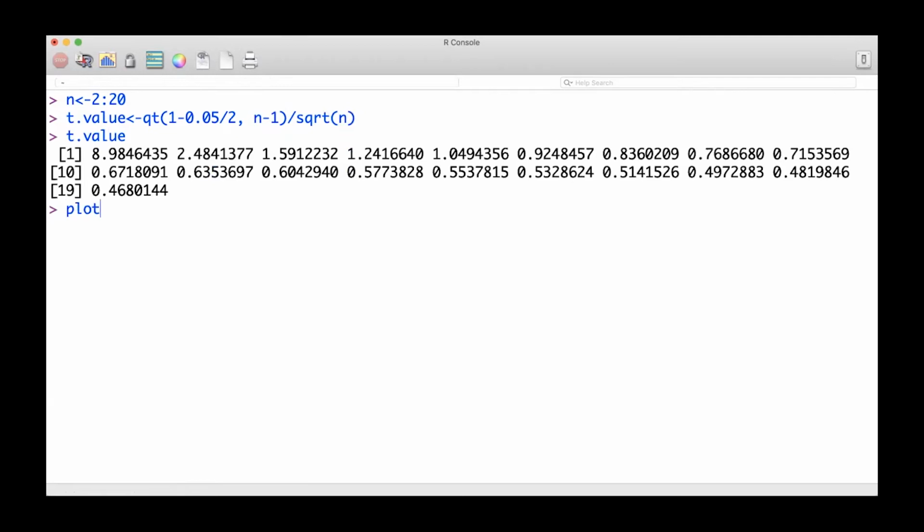Now, if we plot with n on the x-axis and our t value on the y-axis, I'm going to connect these points using a line. You'll notice in our graphic that as we get a larger sample, right about where we hit 12, our t-value levels off. So that's why we need 12 observations for calculating confidence intervals.